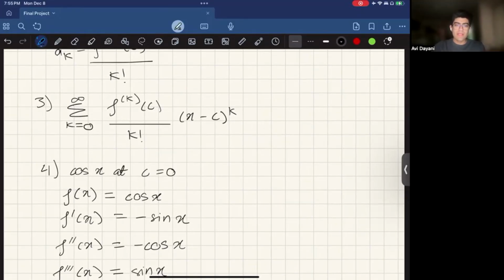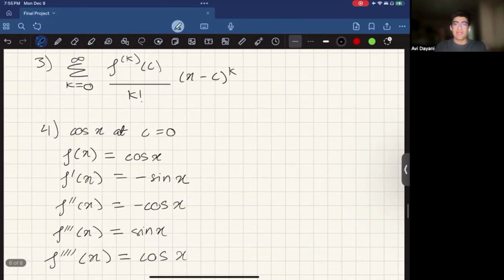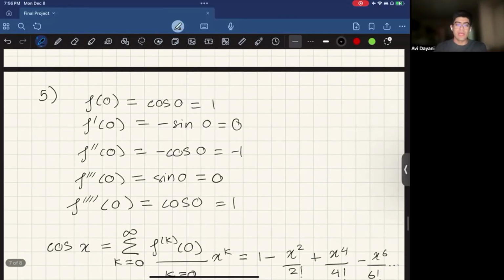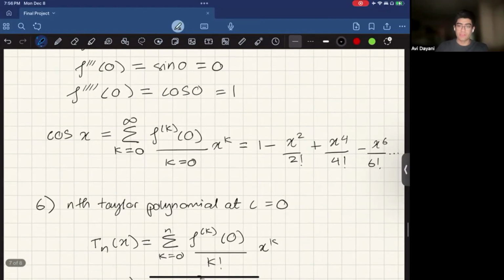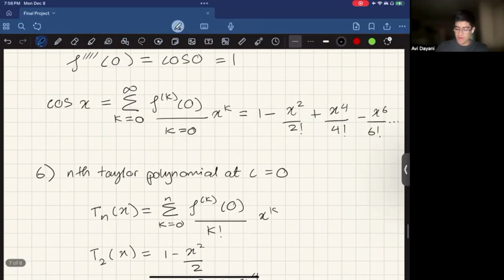We can also further evaluate this using an original example: the Taylor series for cos x at c equals zero. Using this formula to find a concrete series, we can compute the derivatives of cos x, which I've listed down over here in part four. Now when we plug x equals zero into these derivatives, we get the Taylor series formula, which I also have over here: 1 minus x squared divided by 2 factorial plus et cetera.